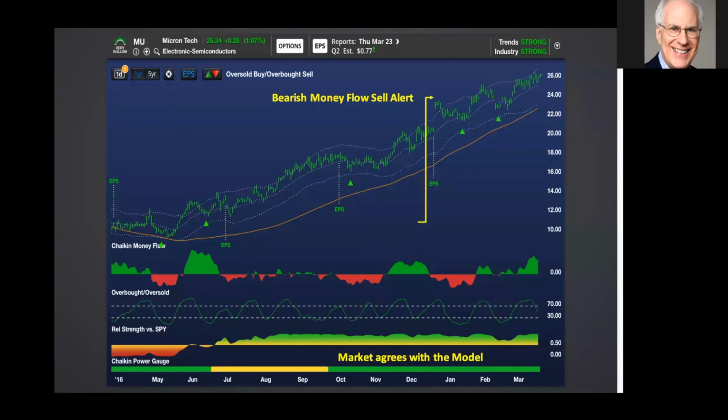Right after an earnings report just 3 months ago, Micron did just what it's doing now in the aftermarket. Micron's now up 11%. It's trading at 29.34. But Micron spiked up, as it will tomorrow morning, 3 months ago to the day, and money flow was negative, not positive. It was red, not green. That's your bearish money flow sell alert. So you could have gotten out of Micron at 23.